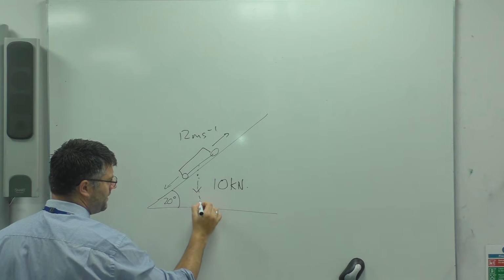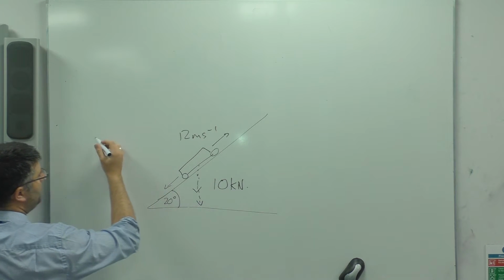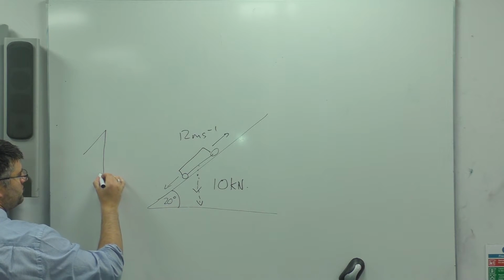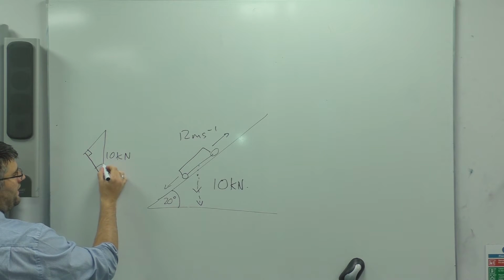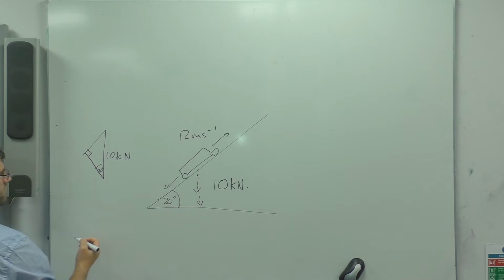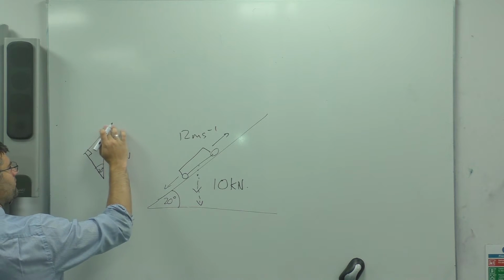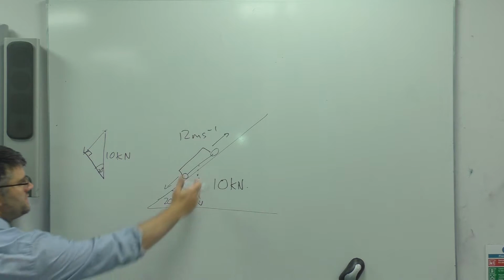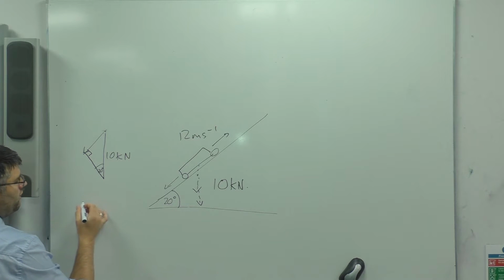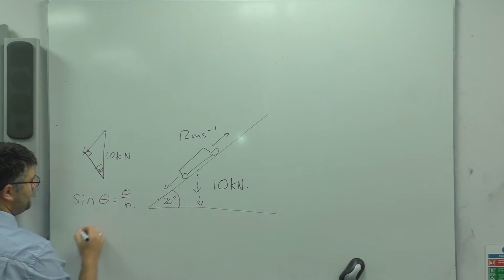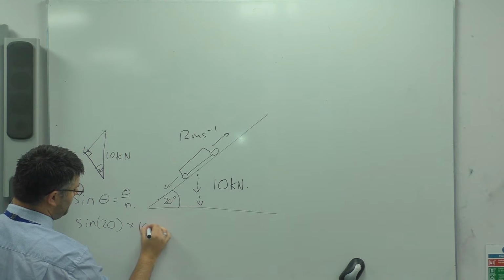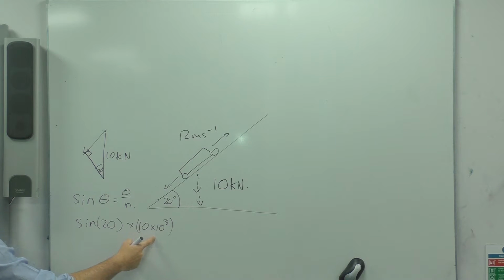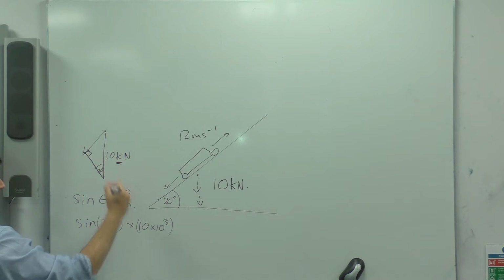So we've got a situation where we've got our weight acting downwards, so we can create our nice vector triangle as we've done in previous videos. So that represents the 10 kilonewtons, and we've got an angle here which would be 20 degrees based on the geometry of what we'd see, and we're looking for the weight down the slope, which is this force here. So well done if you've already rushed ahead and got it, but I'll do it anyway. So we're using sine here, sine theta is equal to opposite over hypotenuse. So in this case, we'll rearrange this quickly to be sine 20 times 10 times 10 to the 3. Okay, 10 times 10 to the 3 because it's 10 kilonewtons.